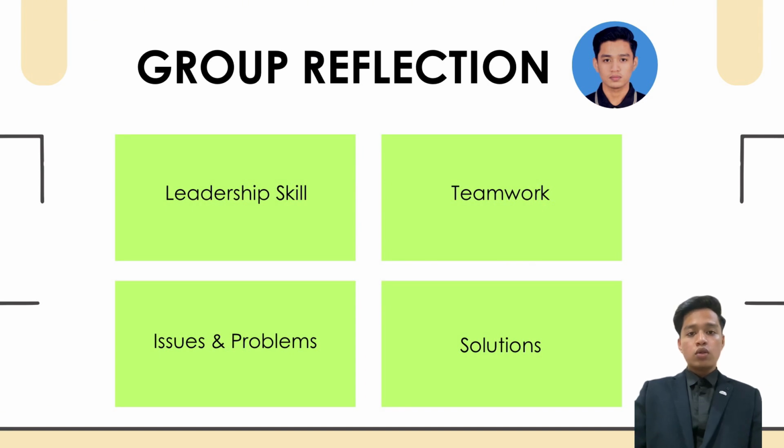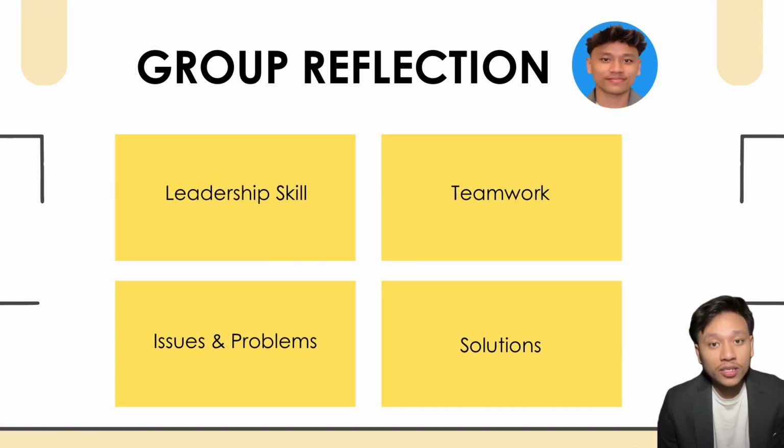Lastly, our solution was to work in stages. We did a draft first, then edited, then final checks. We also stayed positive and didn't blame each other when mistakes happened. Instead, we focused on finding solutions quickly, and I learned that teamwork and leadership help overcome any problems if everyone supports each other.